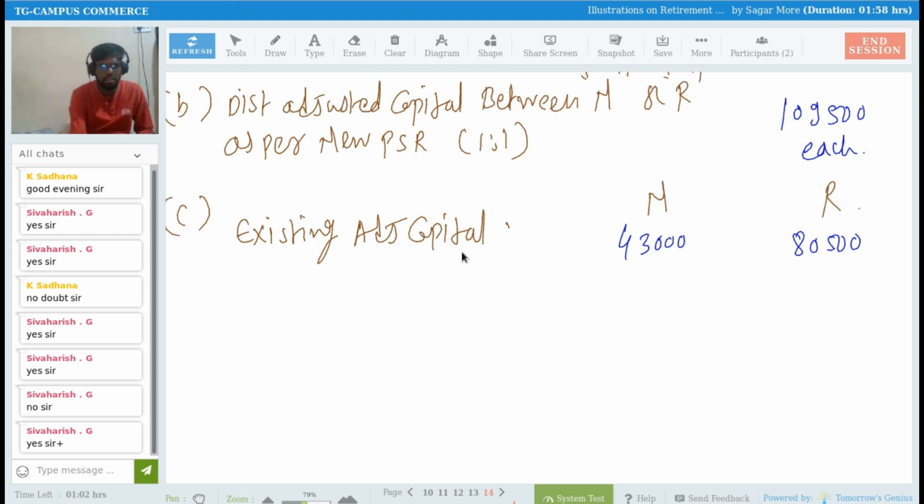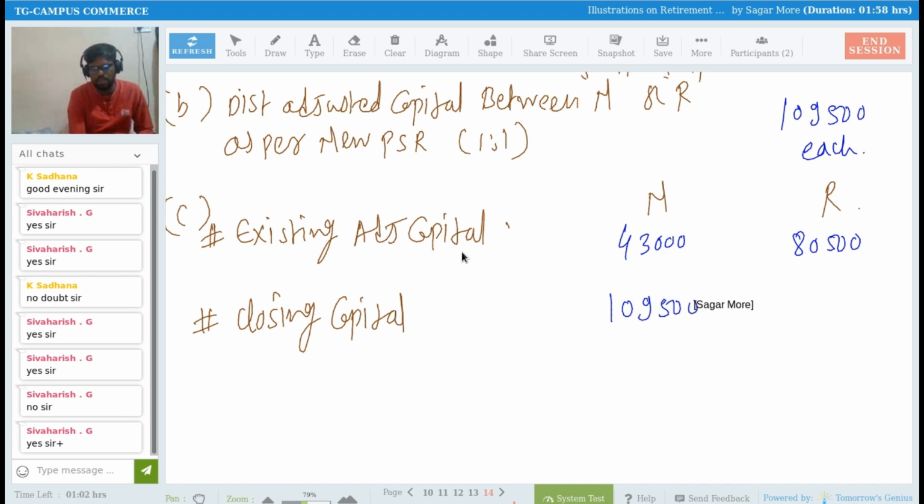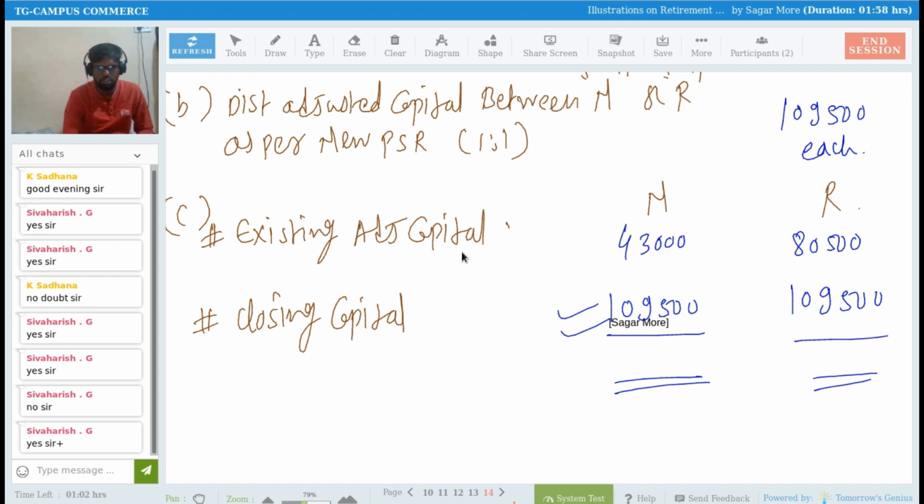Then I need to write down the capital that I've calculated just now, that is their actual closing capital, right? The closing capital is 1,09,500 rupees. So this will be their final answer, 1,09,500 to 1,09,500. So both are in shortage, right? Both need to provide amount to the firm.